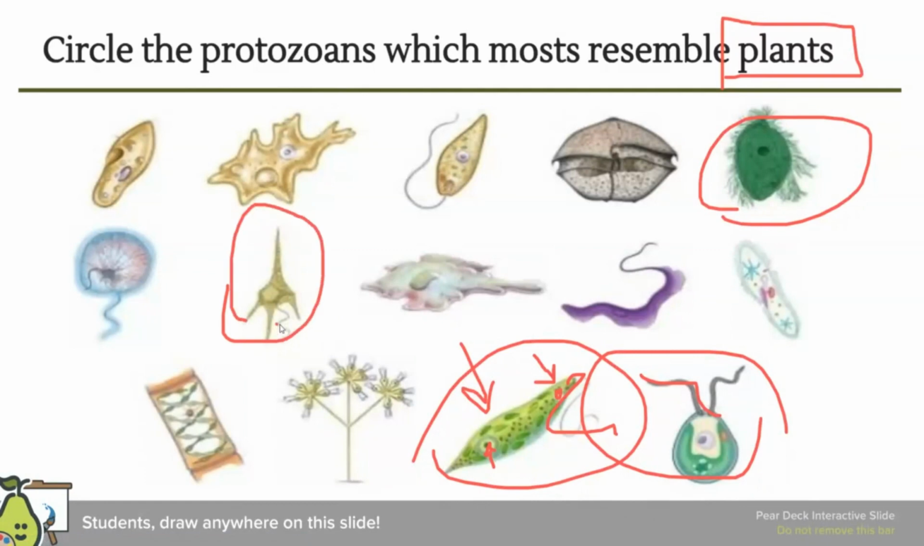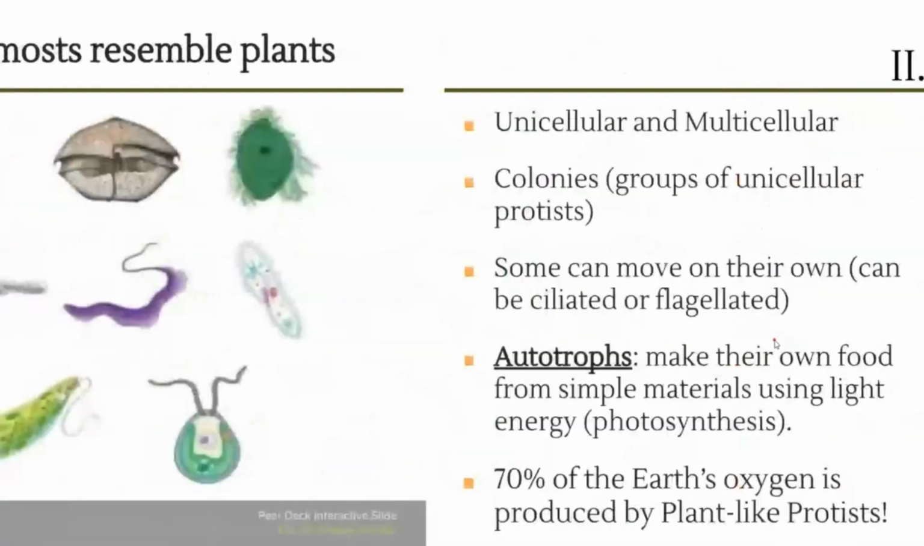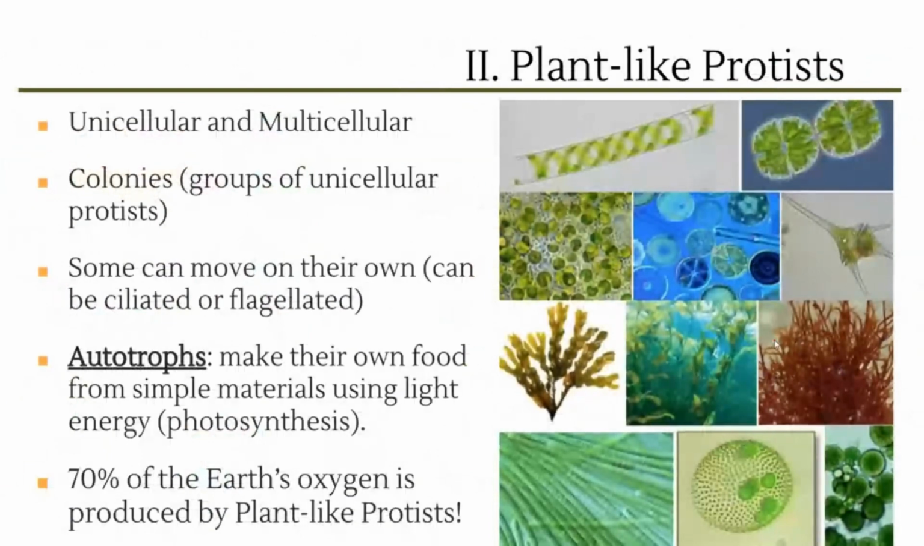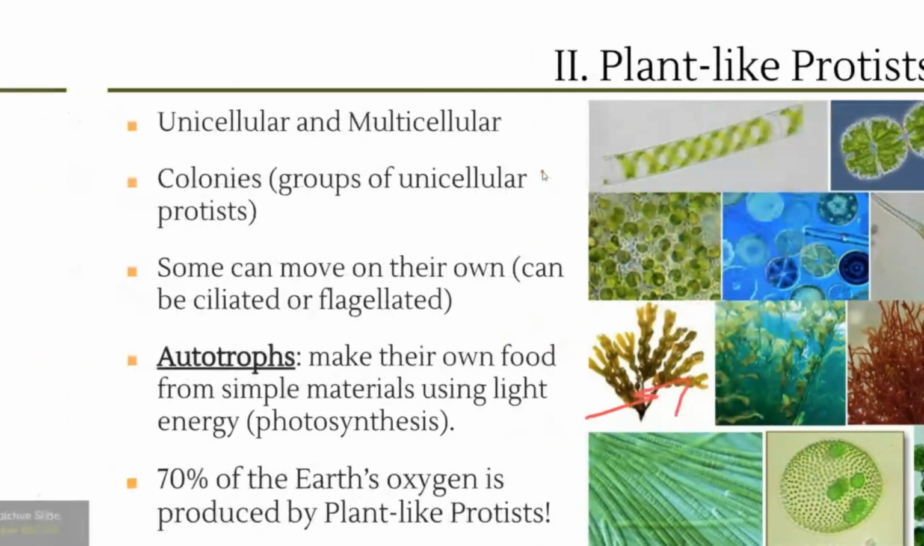And this one too. This one has a hard outer shell, and it has one or two little flagella, usually two flagella. This one's called a dinoflagellate. So let's explore some plant-like protists. Plant-like protists are mostly unicellular. They can grow quite large in these multicellular colonies. Algae is the one that's going to be multicellular. All of the other ones are going to be microorganisms.